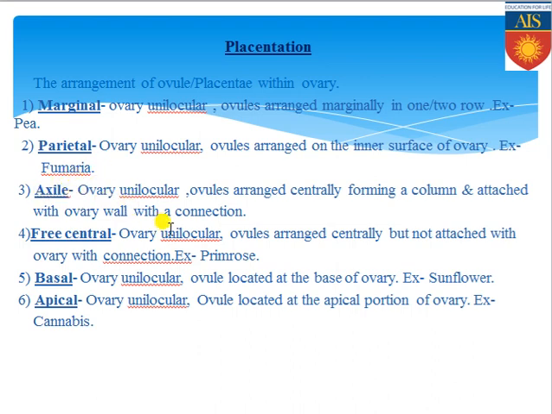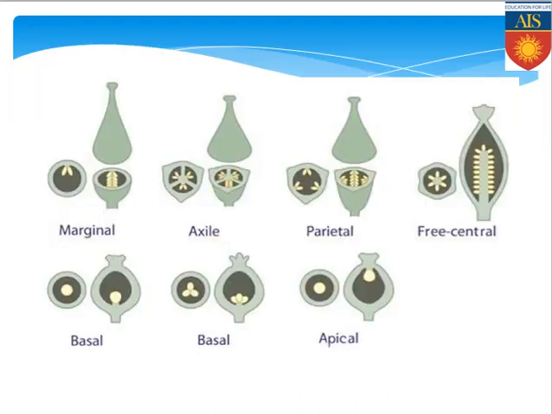Axial placentation, ovary unilocular, obviously it will be, and ovules are arranged in such a manner that they are centrally forming a column, and surrounding that column all of the ovules are attached. And keep it in your mind also, the ovary wall is also attached with the centrally located column. So axial placentation is this one. You can see there is a centrally located column, and with the surface of the centrally located column these small ovules are connected, and also this centrally located column will be connecting with the periphery or the inner wall of the ovary with some specific bridge-like structures.